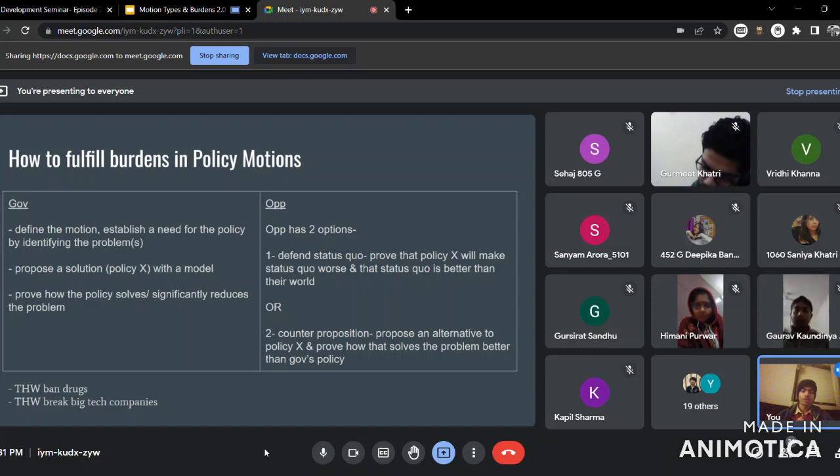But if the opposition gives a counter proposition, then the debate no longer remains about policy X versus status quo. Then the debate becomes about which side solves the problem better, whose policy is better. So the debate becomes about policy X on Gov versus policy Y on Op. So then the comparative of the debate, or the comparison that you're making in the debate, changes.